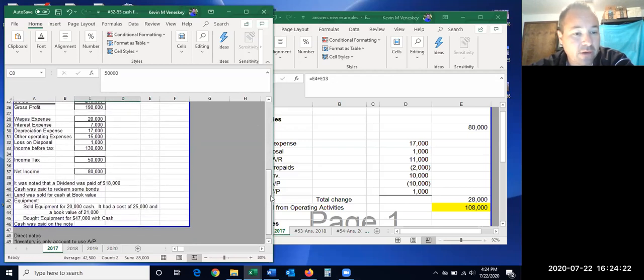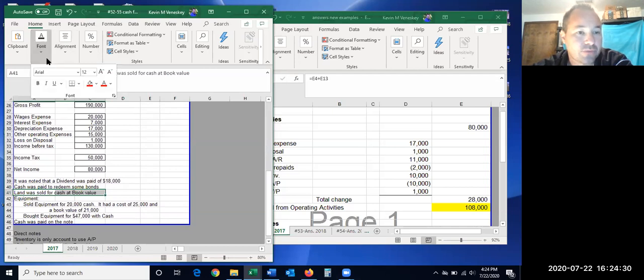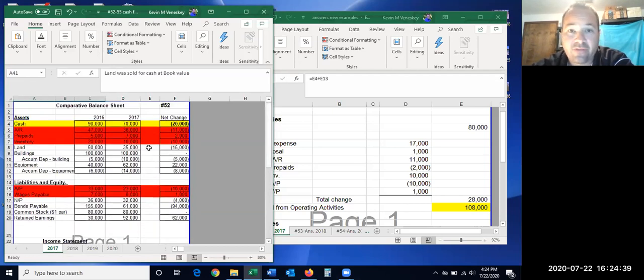So I come down here to my notes, and it tells me here that land was sold at book value for cash. Okay, I'm going to mark that one out because I'm going to be using it. Book value means I didn't have a gain or a loss. So whatever the difference is, that's how much cash I brought in.